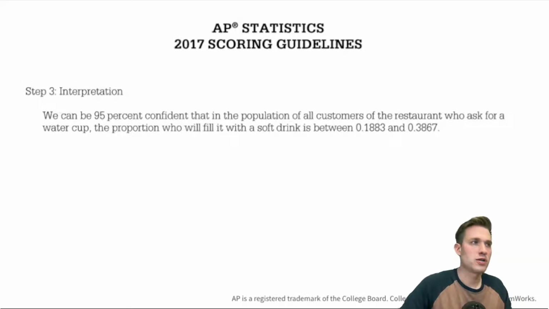Step 3, of course, is that interpretation. Your students will need to be able to interpret that interval in the context of the problem. So we've provided that interval, 0.1883 to 0.3866, but the students have to think about what that means in the context of this problem.